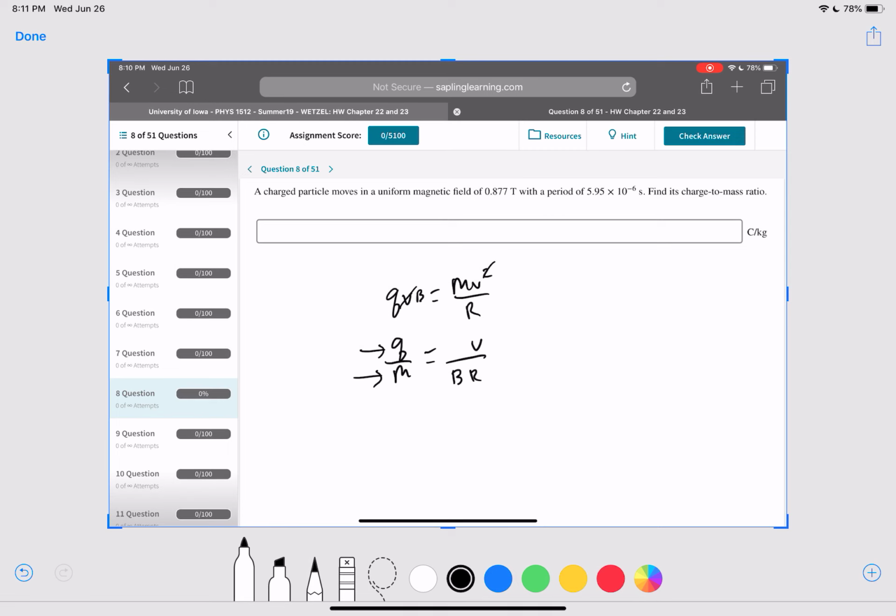Yep, so then we've got our Tesla, we've got a period of this, find its charge to mass ratio. Based on the period, you can figure out, let's see, the period is the time it takes to go around the circle. So that's related to the radius and the velocity. So you can replace that in and then calculate what the charge to mass ratio is going to be.